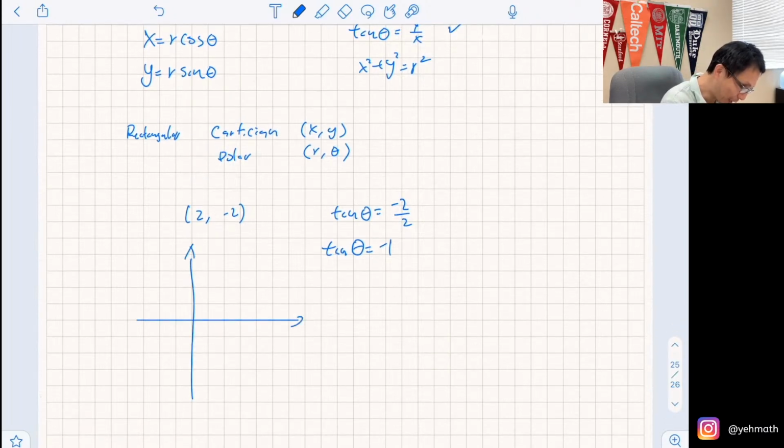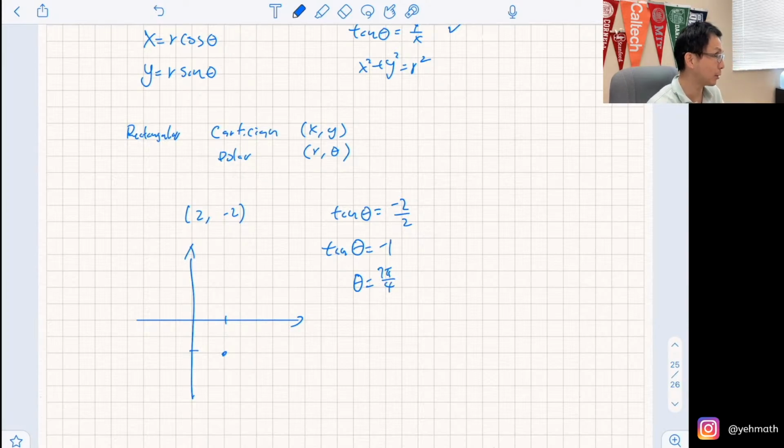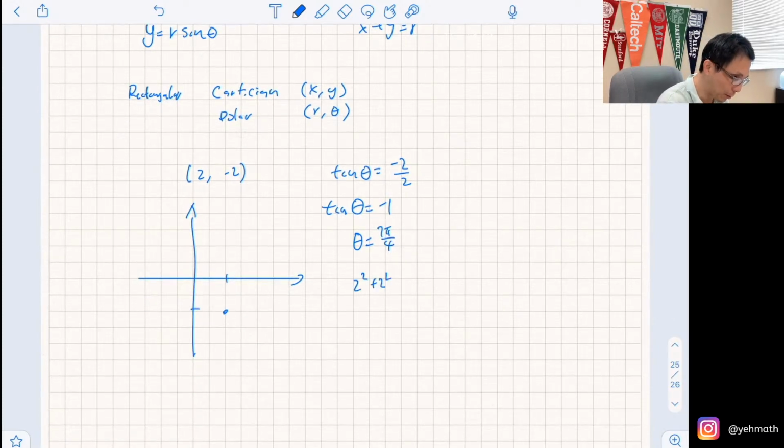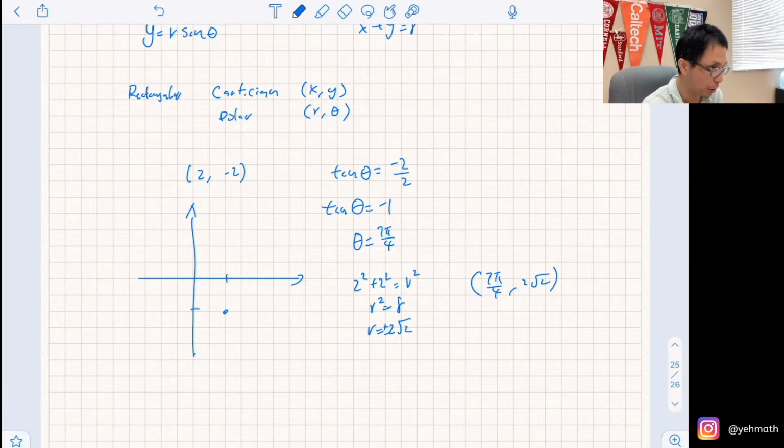Okay, so it's going to be here. Therefore, because it's in the 4th quadrant, the theta has to be 7 pi over 4. You have to determine based on the quadrant you are at. You know that the tangent is going to be -1, so it has to be 7 pi over 4 in terms of that quadrant. Then you can figure out 2 squared plus 2 squared equals r squared. R squared is equal to 8, and r is equal to plus or minus 2 square root 2. So therefore, it's going to be 7 pi over 4 and then 2 square root 2. And that's how you convert to polar coordinates.